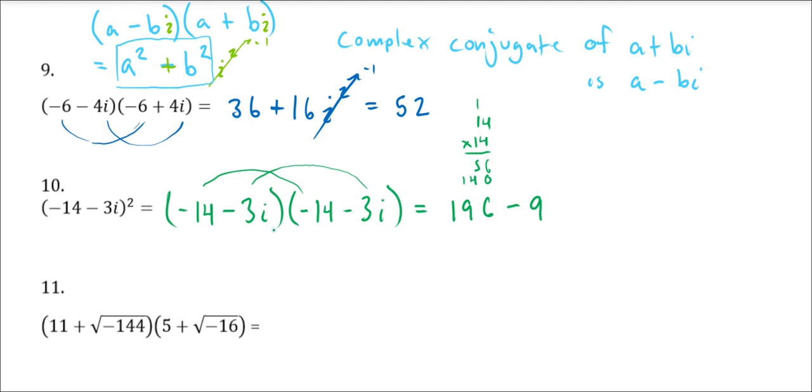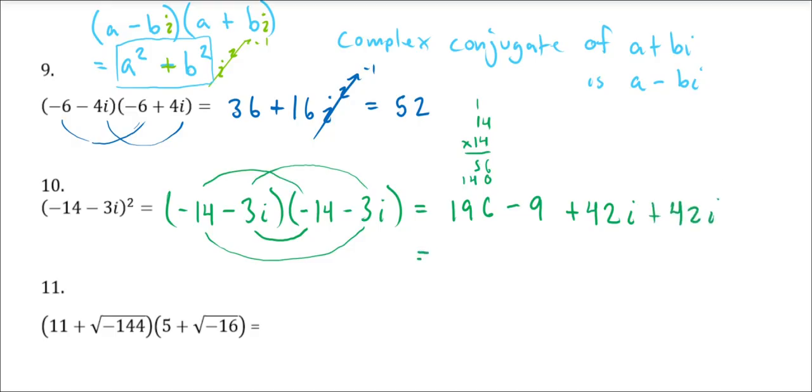Now let's do our middle terms. Let's take these inner terms here. Let's say minus 3 times minus 14. That's going to give me 42. So we'll have plus 42i. And likewise, this one is the same. This is another plus 42i.